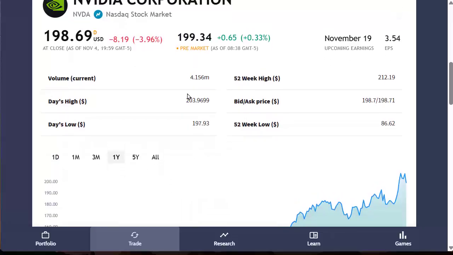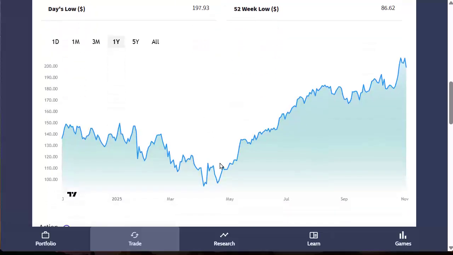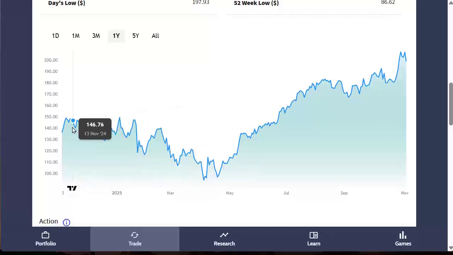Oh, also let's look at yesterday's high and low. So it was almost up to $204, but then it dropped down to $198. So that's a difference of $6. In other words, that's where that about 4% came from. Well, it was down $8. It says it was down $8.19 yesterday. So we're looking at the 1 year. You can see that the price per share was as low as $94 on April the 3rd, and it was as high as $207 on October the 28th.